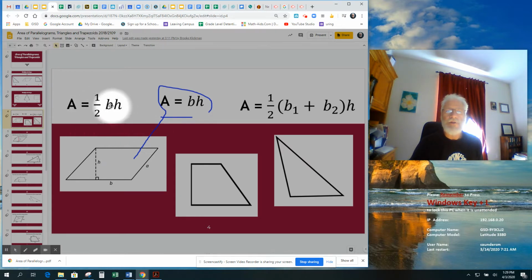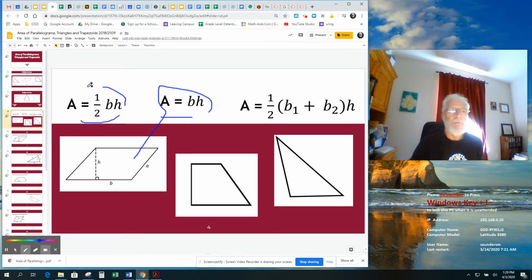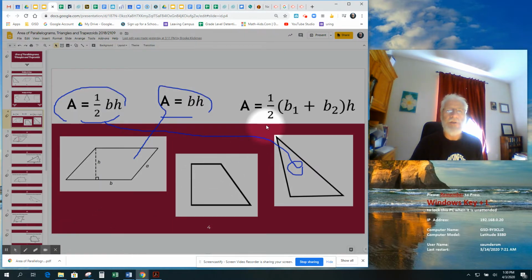Okay, then we know that a triangle is actually half of a parallelogram, or half of a rectangle, or half of a square. If we divided our parallelogram or square in half, then we would have the area of a triangle. And so this formula right here would be the area of a triangle. Okay. And the last one, this big guy, gigantic one here, the area of a trapezoid, this is our last figure, is 1/2 times the base B1 plus the base B2, and that's inside parentheses, times the height.